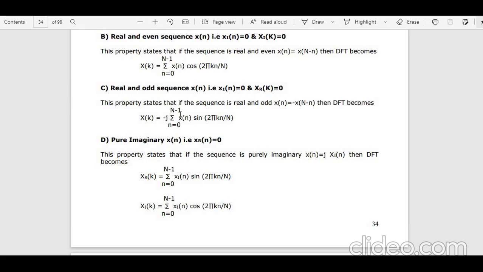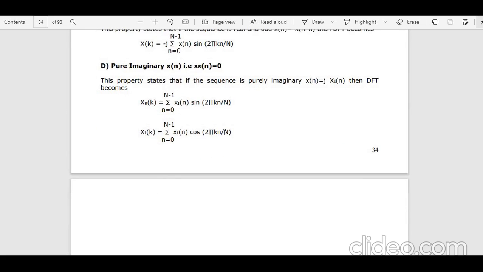Next is real and odd sequences. If you take real, it means xi of n is equal to 0. For odd, the real part needs to be 0, so for odd functions we write X r of k is equal to 0. So for an odd sequence we only get the imaginary term, minus j sin theta. Theta is nothing but, using the twiddle factor, e power minus j 2 pi k n by N. That is the reason we write 2 pi k small n by capital N.